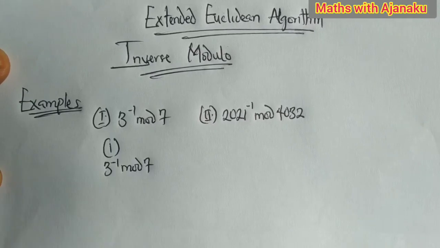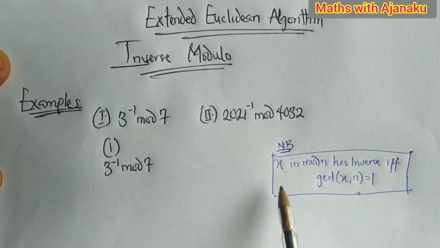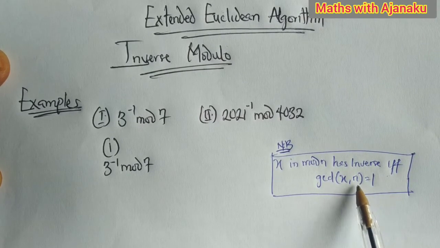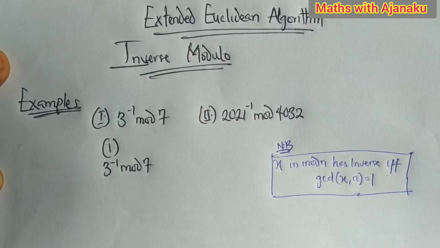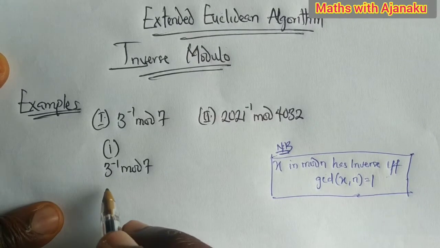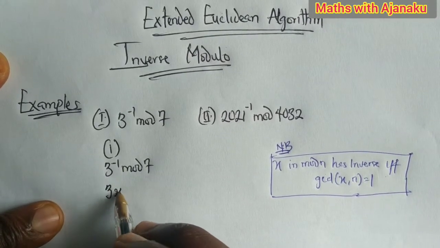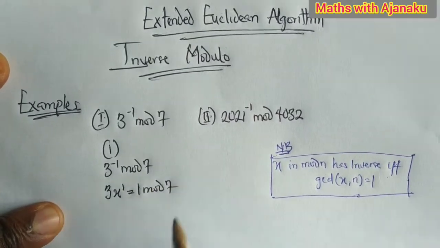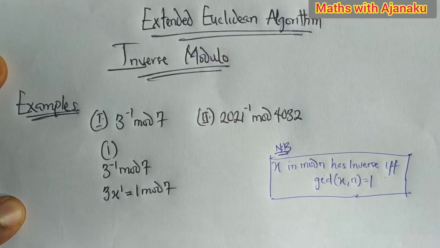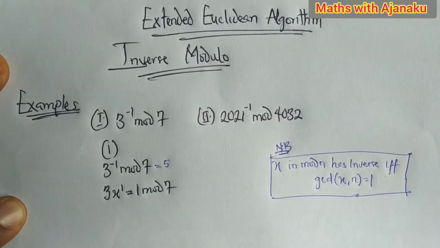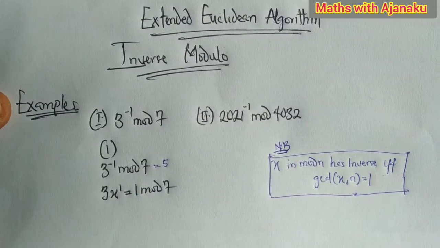Let's solve these examples. Before we proceed, it is important for us to know that x in modulo n has an inverse if and only if x and n are prime to one another. To the first question now, it implies here that we are looking for a number that will multiply 3, say x prime, to give me 1 in modulo 7. And if you remember, we solved this directly using this definition and we got 5 in the last video. Let's see how to get it using Euclid style.